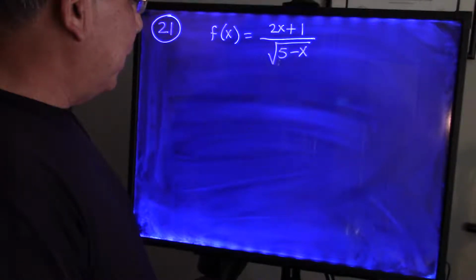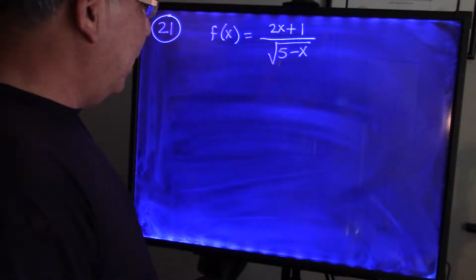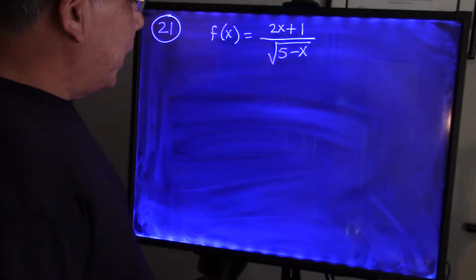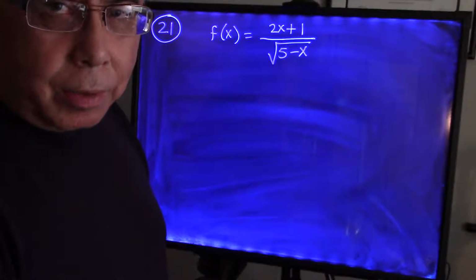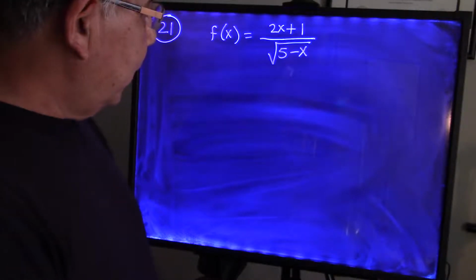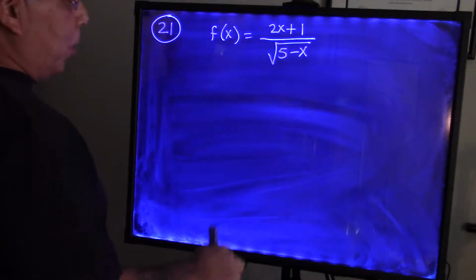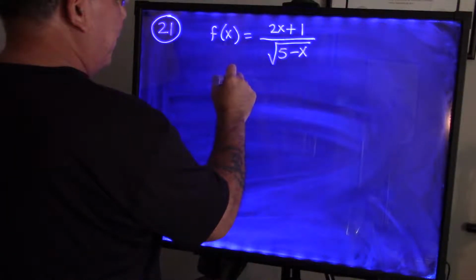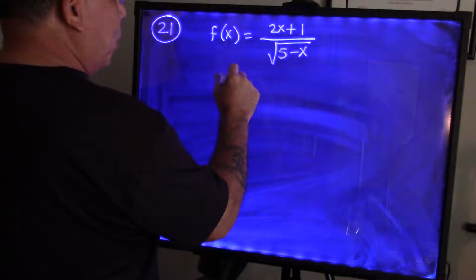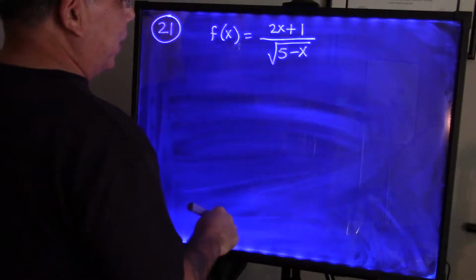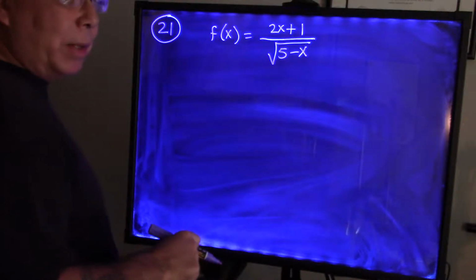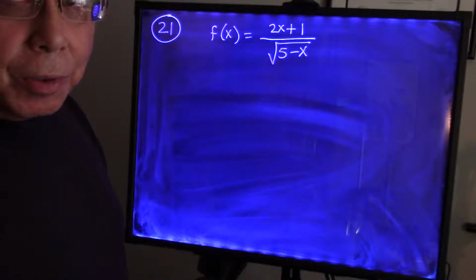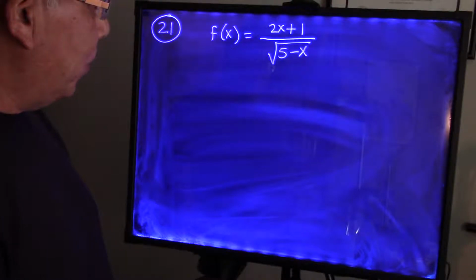Alright, but there's another thing we have to consider. Since this is a square root here, we can't have negative numbers under the square root. So if we were to go 5 minus x is greater than or equal to 0, for example, that wouldn't quite work for this problem. It would work for the square root by itself. You know, 5 minus x would have to be greater than or equal to 0. We can't have a negative under the square root.